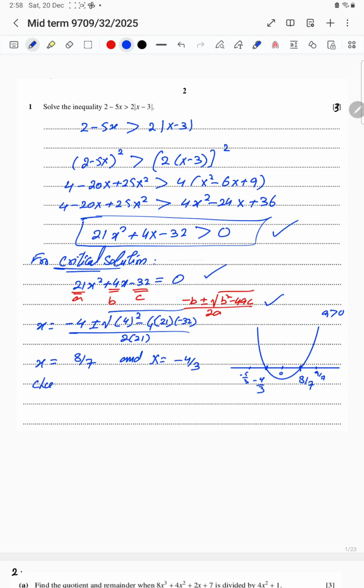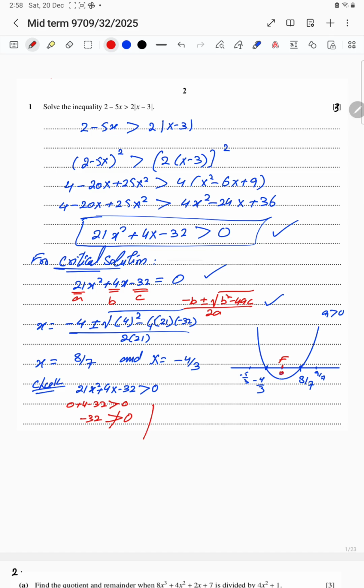So in order to check, you have inequality 21x square plus 4x minus 32 is bigger than 0. When you replace x with 0, you will see 0 plus 0 minus 32 is greater than 0. So minus 32 is never greater than 0, so it means this is false. This is a false region. You will not get values in between these two.